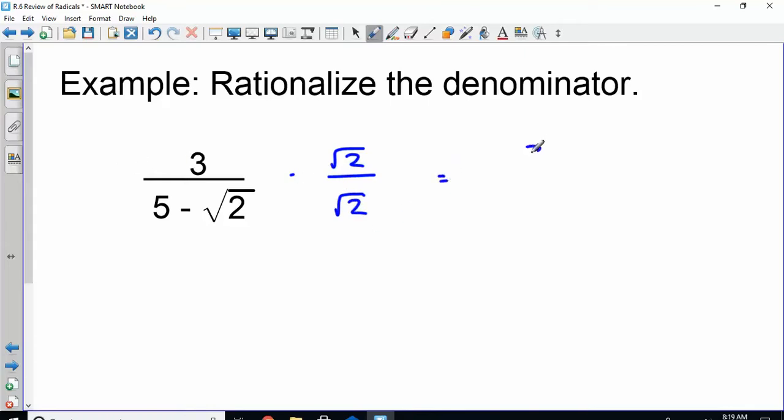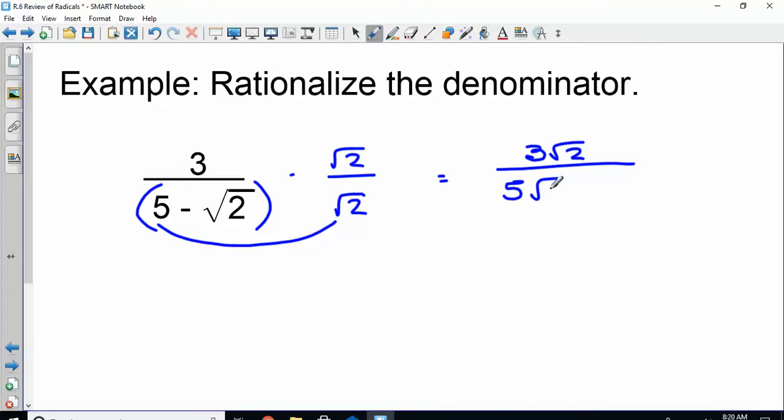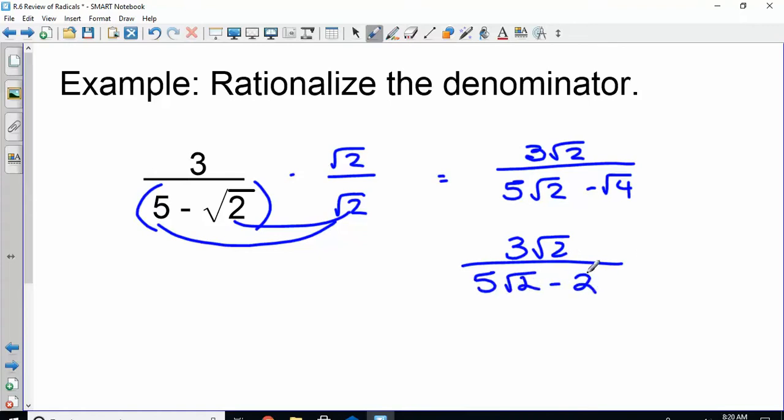And if we do that, the top, that's no big deal, we get 3 radical 2. On the bottom, if you're multiplying these, because this is 2 terms, you have to distribute. So you get a 5 radical 2 minus the square root of 4. So it got rid of this radical, but it just moved it over with the 5. Didn't get rid of it entirely. Other questions?